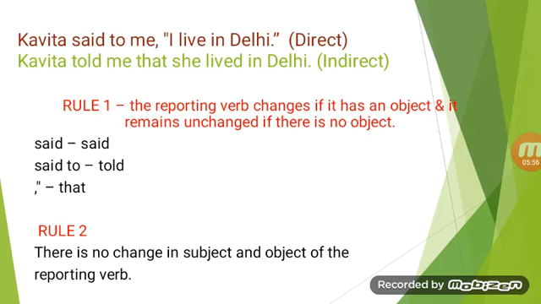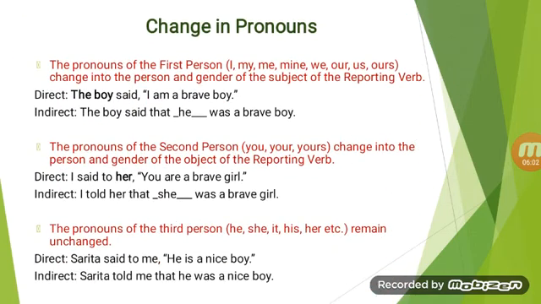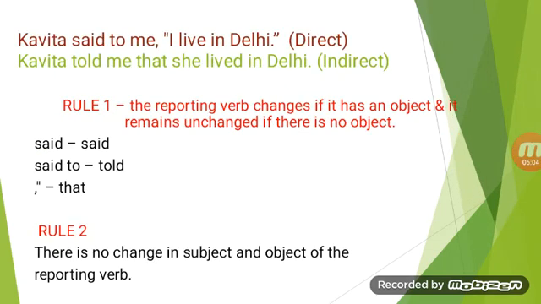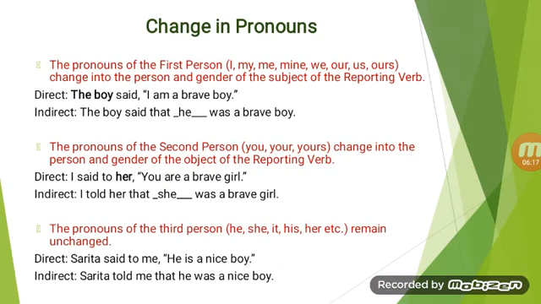Now the second rule is there is no change in subject and object of the reporting verb. As you can see here, there is no change in the subject and also no change in the object of the reporting verb. In this sentence only you can see this. Now, change in pronouns. We have also changed the pronouns in the previous sentences we have seen. Now we will study about the change in pronouns.